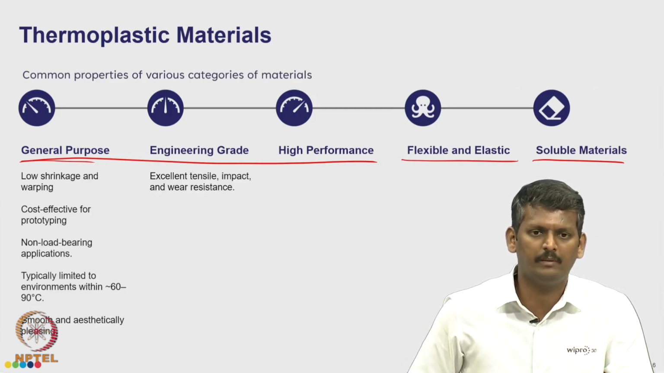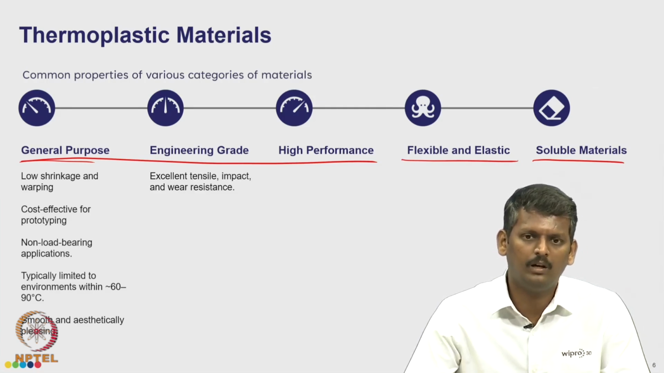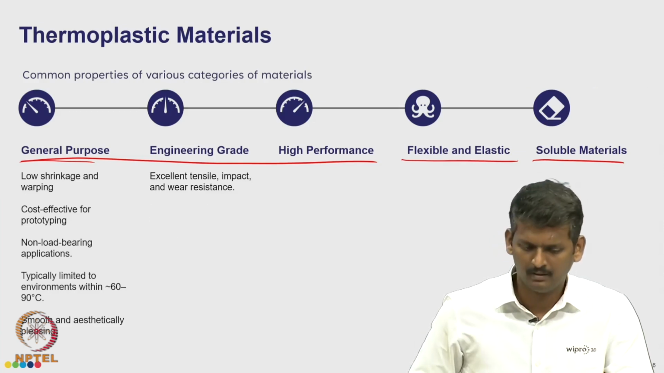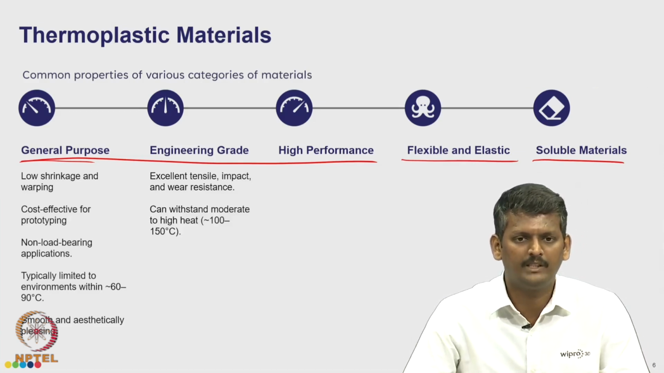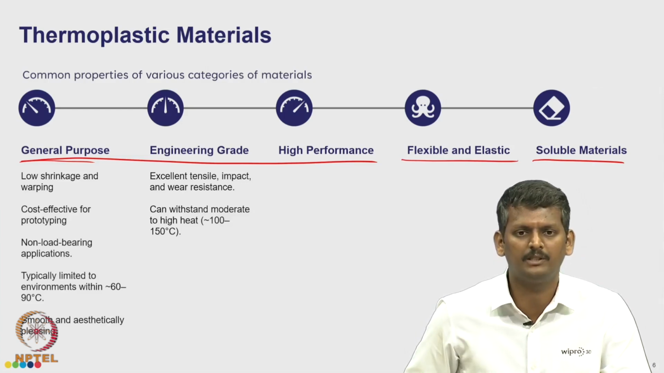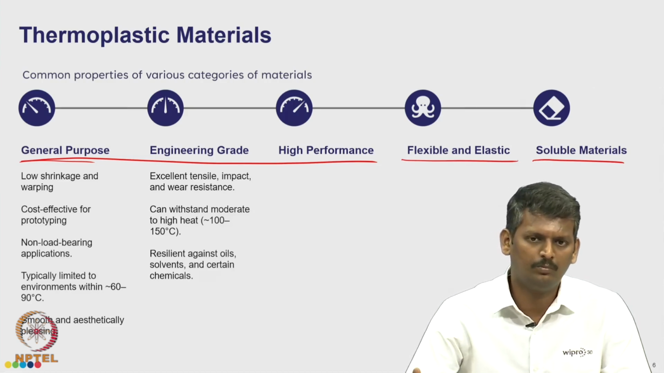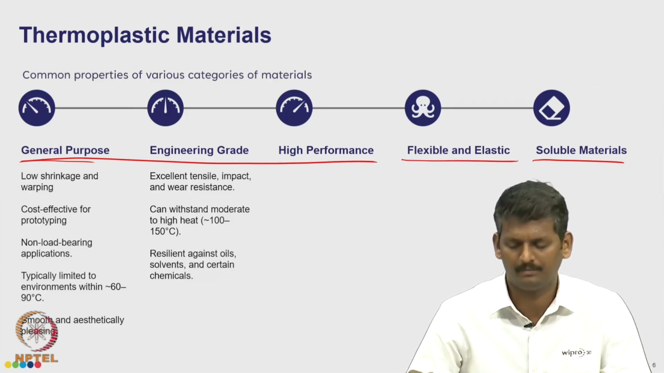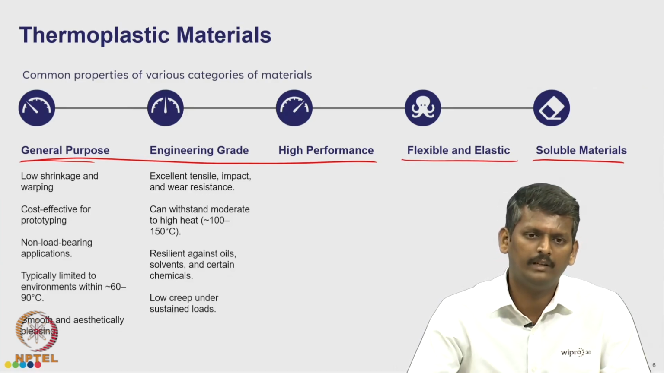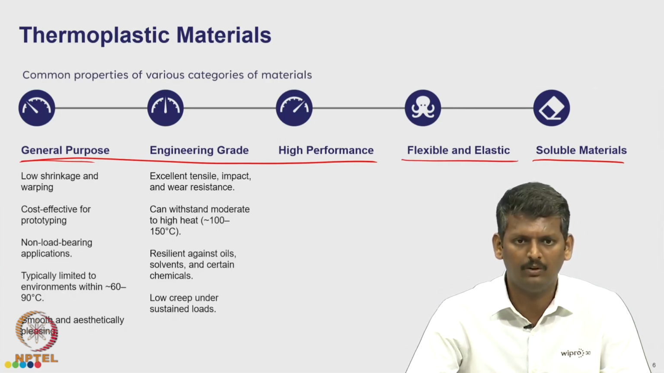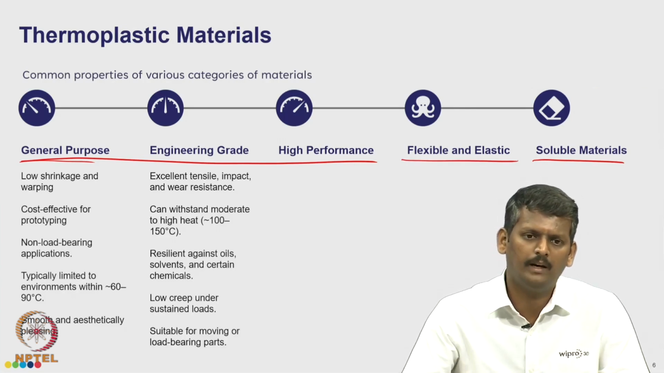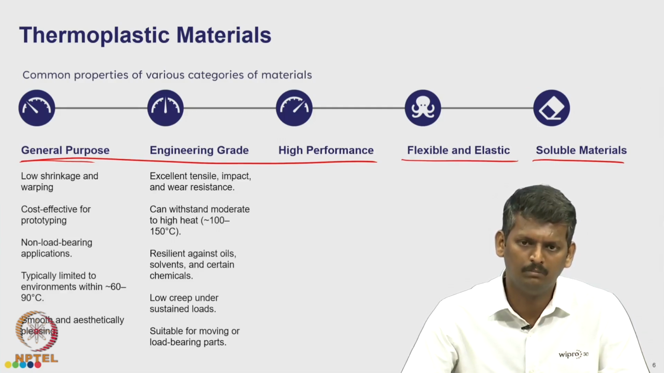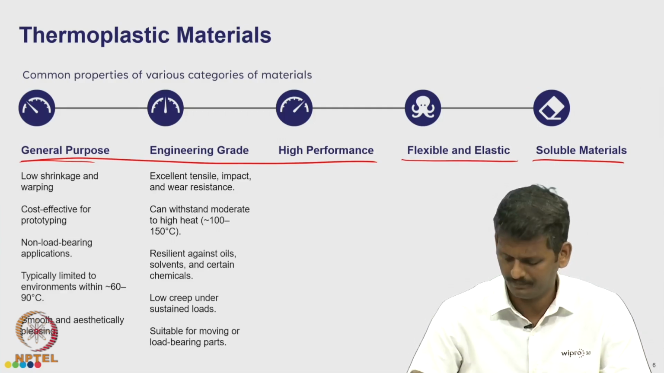And in the case of engineering grade materials, this provides a good amount of mechanical properties, like tensile, impact and wear resistance, and it can withstand temperatures of approximately 100 degrees Celsius to 150 degrees Celsius. It provides some resistance towards chemicals, oils and solvents, and gives low creep under a sustained load, and these parts are suitable for moving applications or load bearing applications.